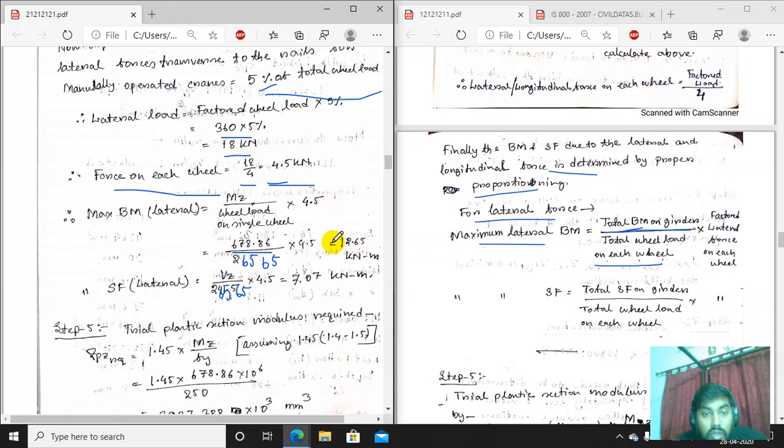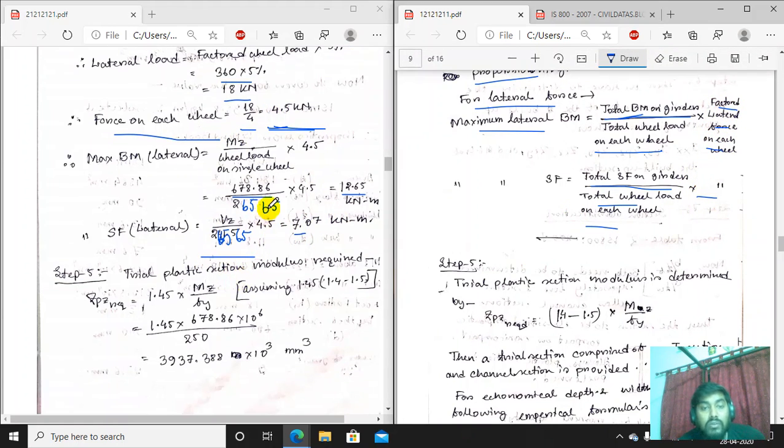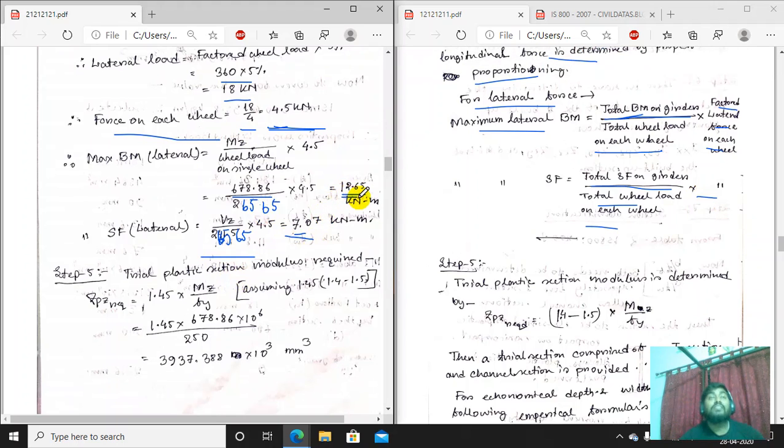So getting the values equal to 12.65 and 7.07. There may be a wrong calculation, so please, if you do the math by yourself, correct the calculation. Okay. So shear force, similar formula: total shear force on the girder by total wheel load on each wheel, that we have got 265.65, divided by 4.5, the factored lateral force on each wheel. So getting the values 7.07 and 12.65. This is the actual bending moment and shear force due to the lateral force that we have calculated.